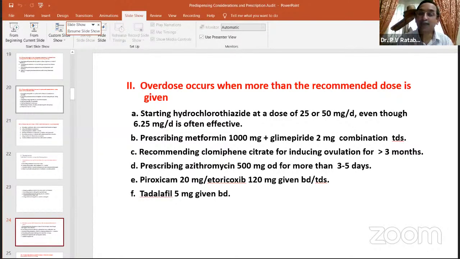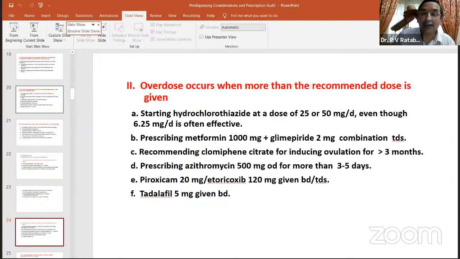Recommending clomiphene citrate for inducing ovulation for more than 3 months. Again, a mistake. Clomiphene citrate has a rule of diminishing returns. It will be most effective in the first cycle, then second cycle, then third cycle. But after the third cycle, the effectiveness goes on decreasing. So there's no point in continuing clomiphene citrate beyond 3 months.